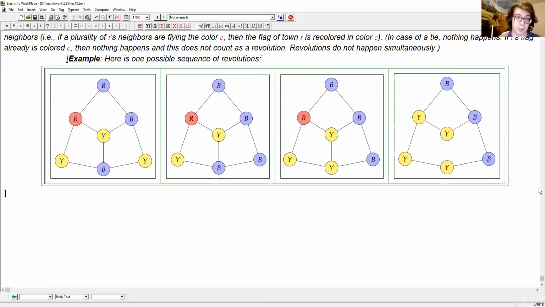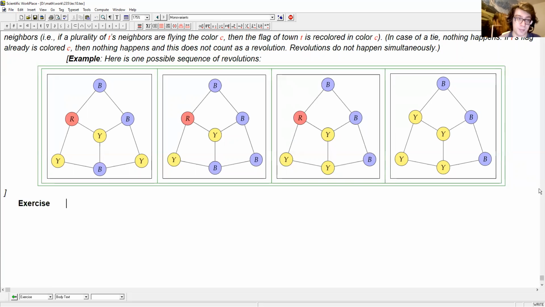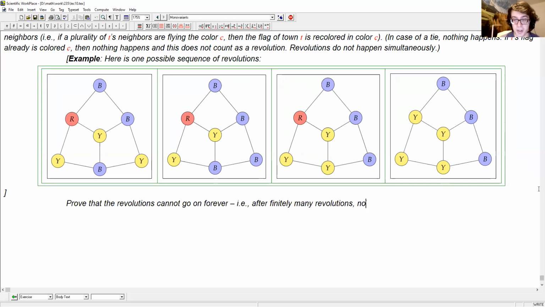So much for the example. But now, here is a claim. Prove that revolutions cannot go on forever. In other words, after finitely many revolutions, no more revolutions will be possible.